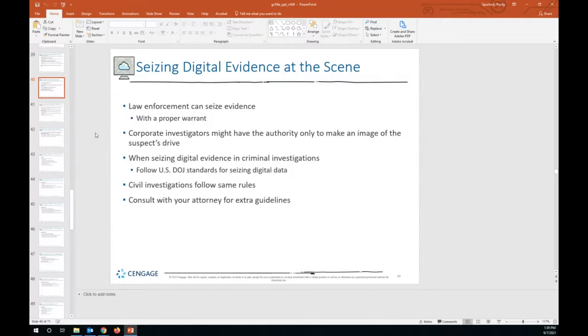All right, law enforcement officers can seize all digital systems and peripherals with a proper warrant at a crime scene, while the private sector investigators rarely can seize evidence. So they may only have the authority to take an image of the suspect's drive. Now, seizing digital data must follow the same standards as defined by the United States Department of Justice for both criminal and corporate investigations. And also, when you're seizing digital data, you always want to consult with your attorney for extra guidelines on how to proceed.